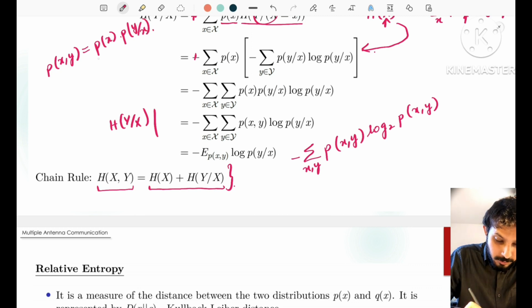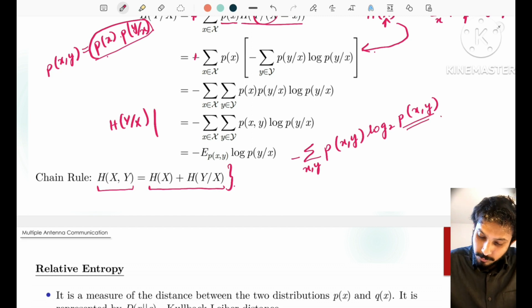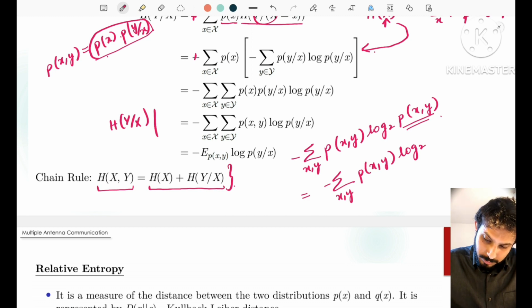Now if we substitute this into this formula, what we get is minus summation over x comma y of p of x comma y times log 2 of p of x times p of y given x.